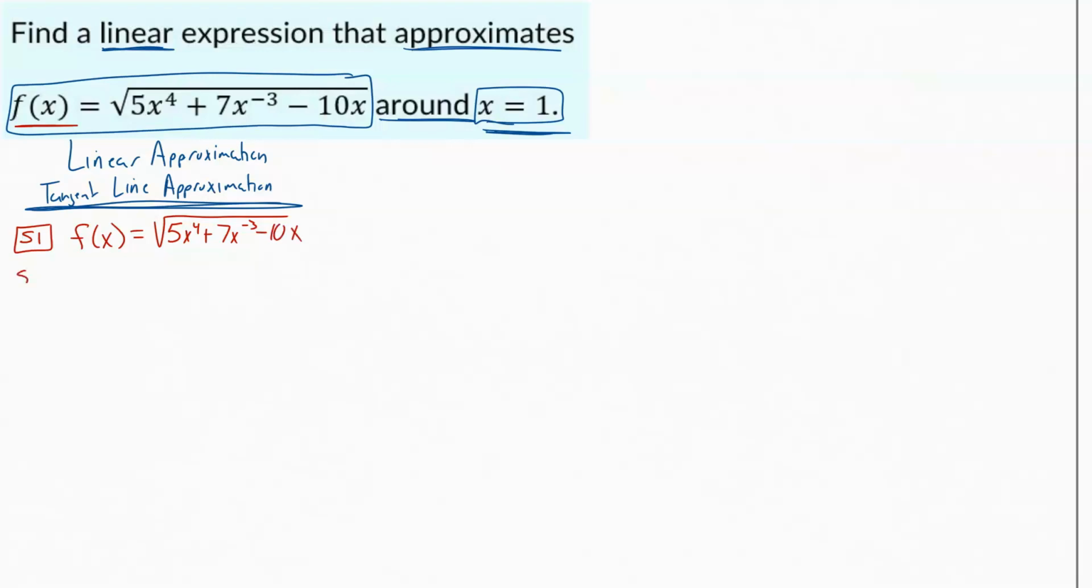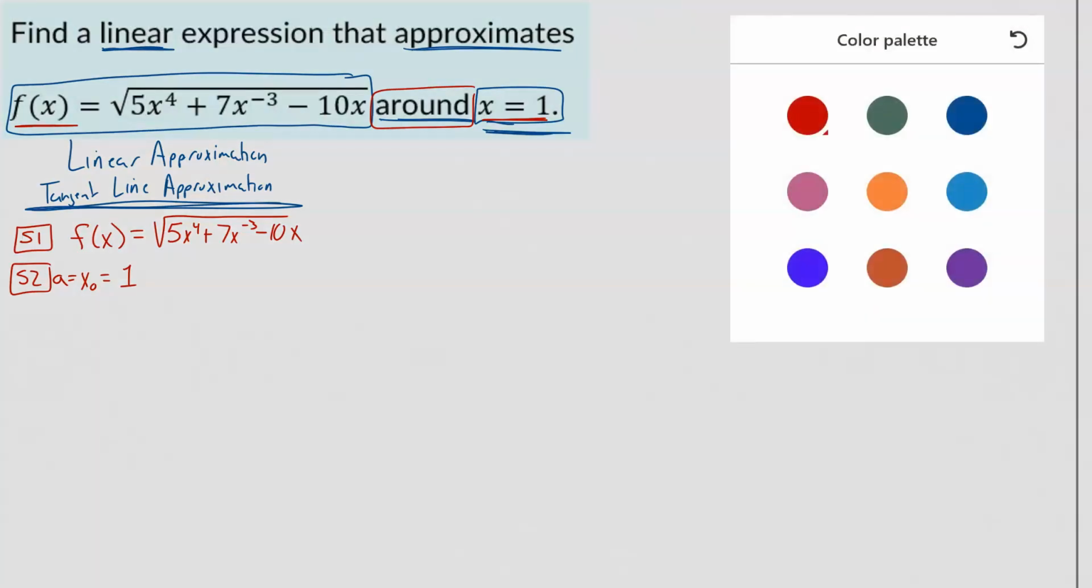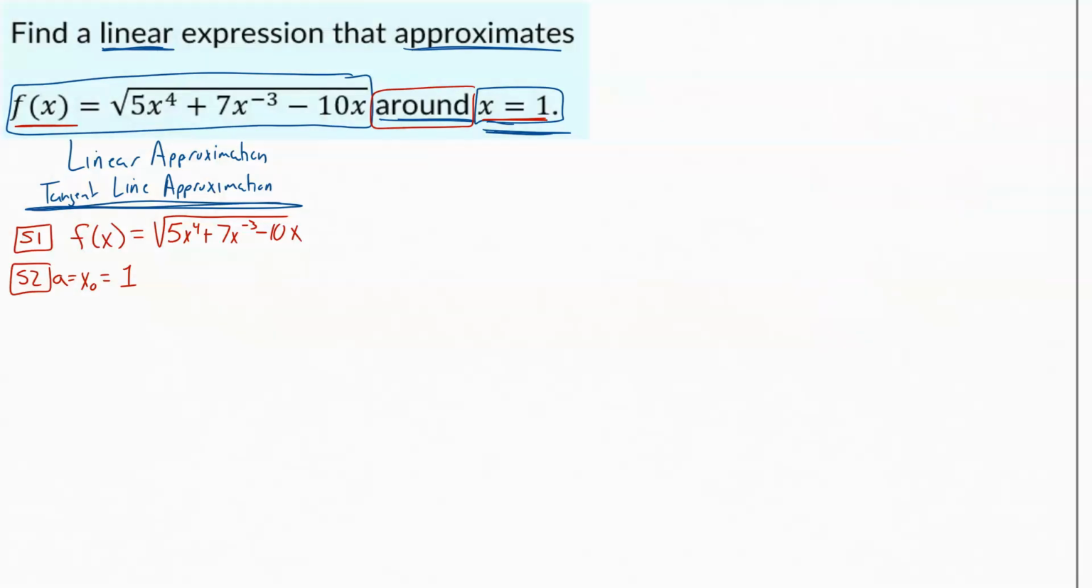Step two of the process, normally they would either give it to you or you would have to come up with the x value that this thing is centered around. Your x naught value is very often the way they'll refer to it, or your a value. But our centered around value is x equals 1. Again, the nice part about this problem is they give us everything we need to do our work right at the beginning. Now the heavy lifting comes in on step 3 here.